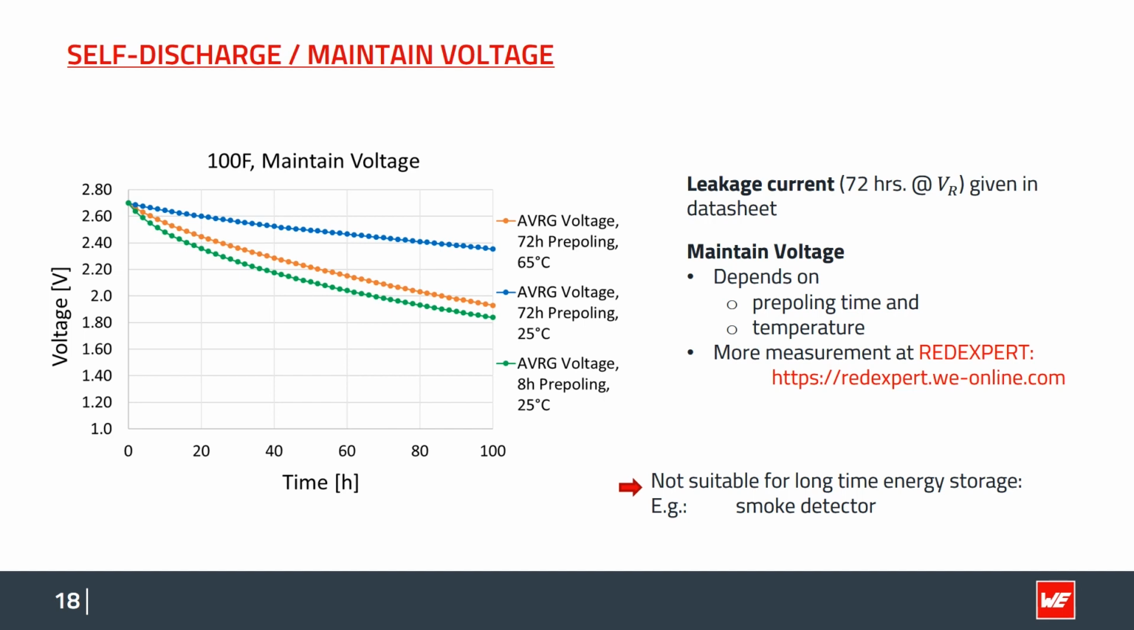As you can see, the maintained voltage behavior improves with the length of the poling time and decreases with increasing temperature. As you can see, the supercap can hold usable voltages up to several days. However, it could not be applied in applications like smoke detectors, for instance, which have to last for years. For that, a battery is more appropriate. I have mentioned that, I guess, at the beginning of the talk.